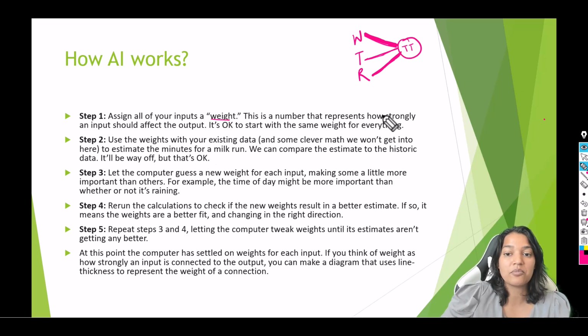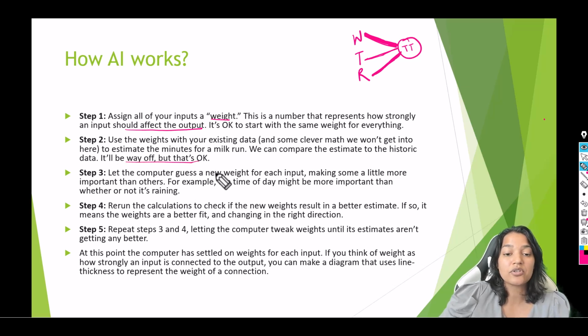This is a number that represents how strongly an input should affect your output. It's okay to start with the same weight, because in the beginning we started with the same weight, but then we realized that giving the same weight to everything is not giving you the correct estimate. Number two is, now use the weights with your existing data to estimate the minutes to milk run. If we compare the estimate to the historic data, it will be way off, but that's okay.